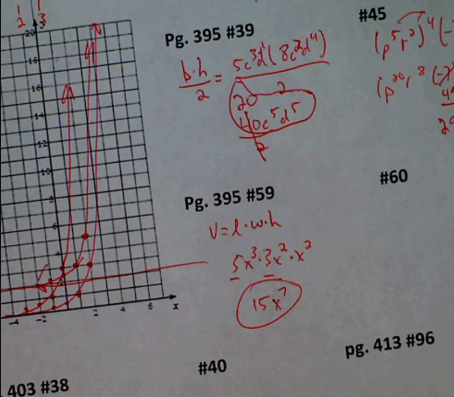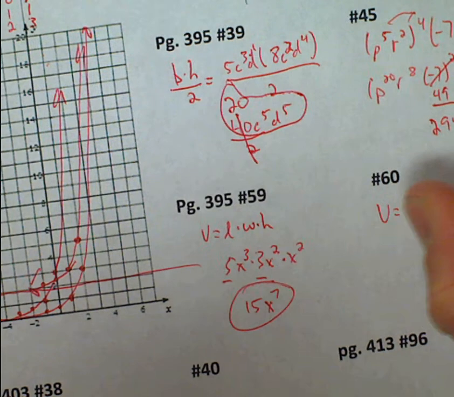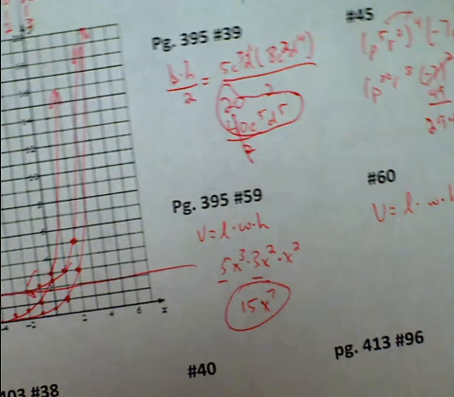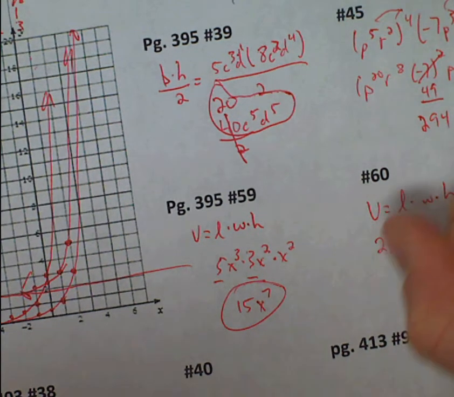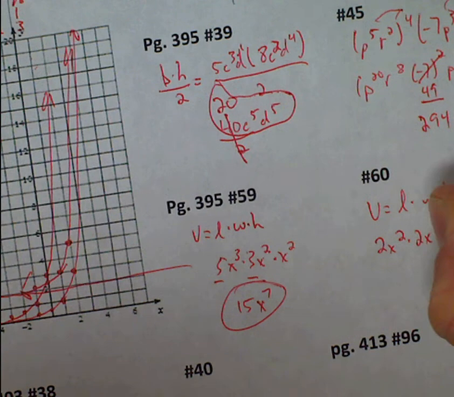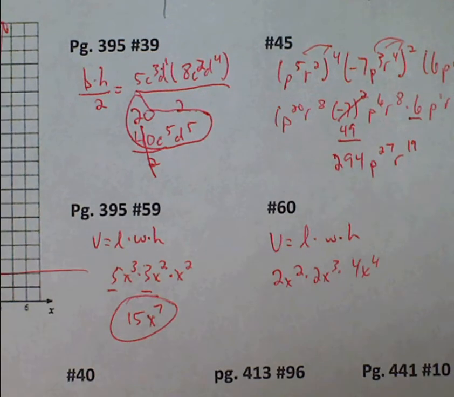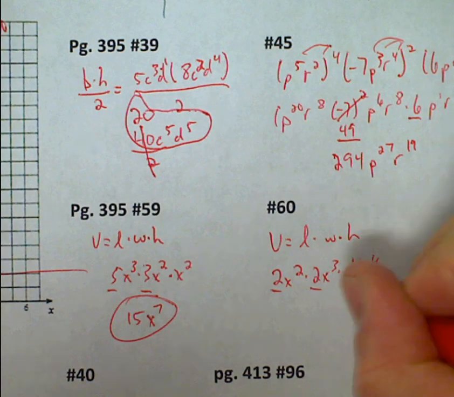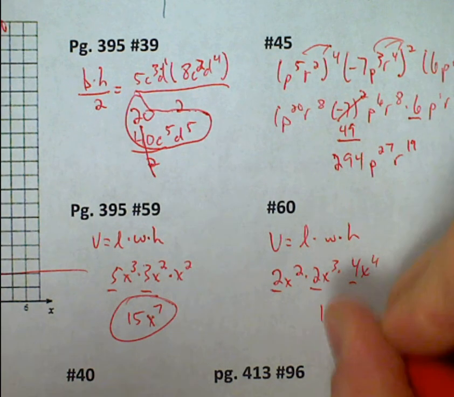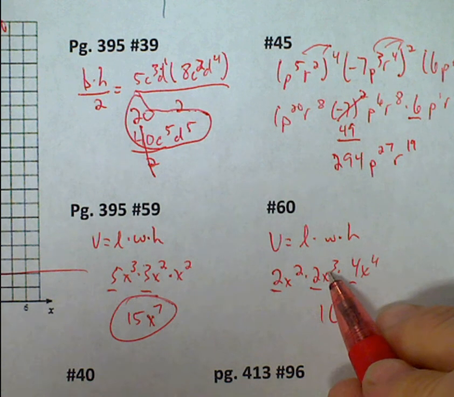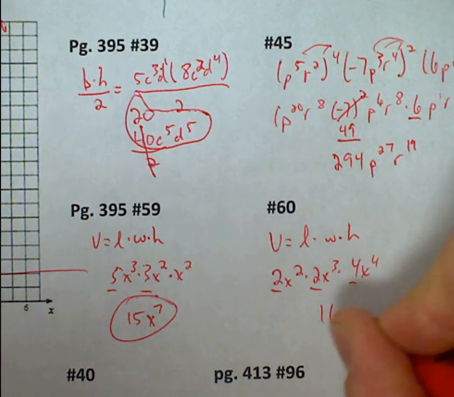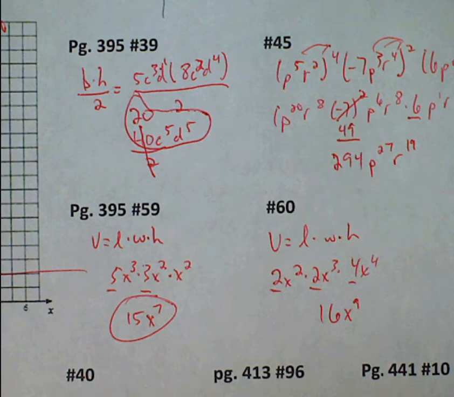15x to the 7. Number 60, same thing. We are given a rectangular prism, so we're going to do the same thing. We have 2x squared times 2x to the third times 4x to the 4. 2 times 2 times 4, that's 4 times 4 is 16. That's 2 plus 3 is 5, that is 9. 16x to the 9.